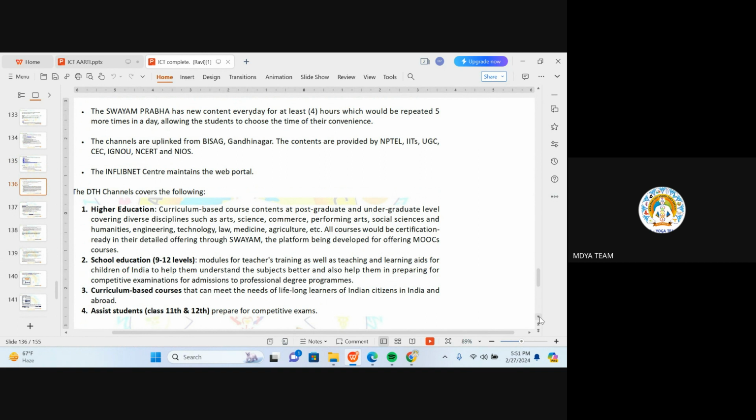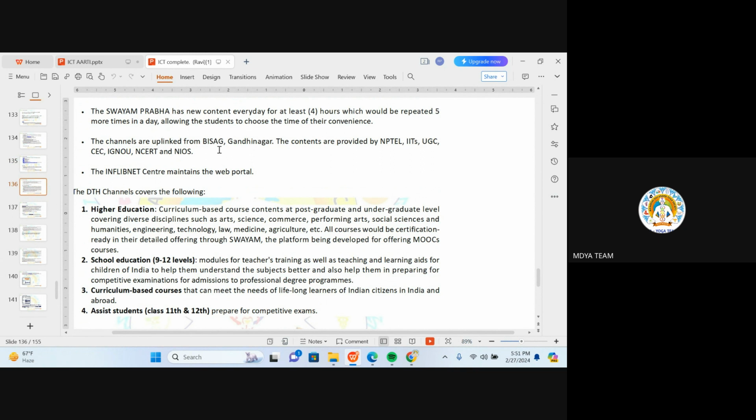So, what is the full form of the BISEG? Bhaskaracharya Institute of Space Applications and Geo-Informatics. Yes, you have to learn the full forms, because sometimes they ask.